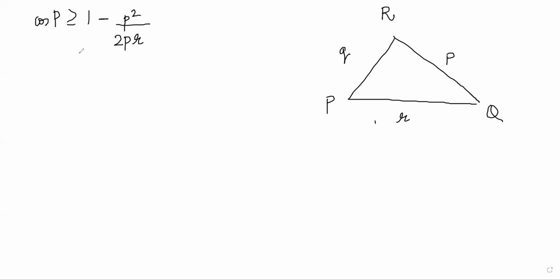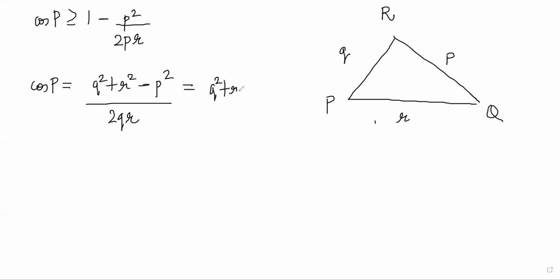So because they are asking us cos P, we should think of the cosine rule. So cos P here would be Q square plus R square minus P square by 2QR, right? Now think about it. This can be split like this: Q square plus R square by 2QR minus P square by 2QR. This is my cos P.